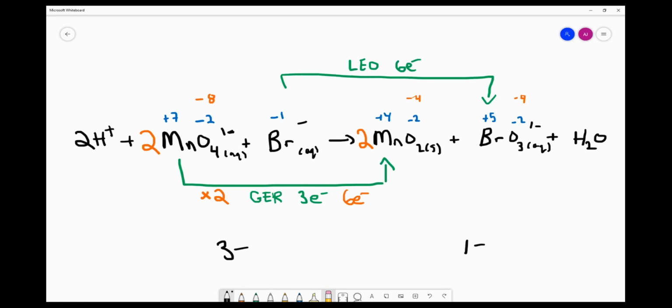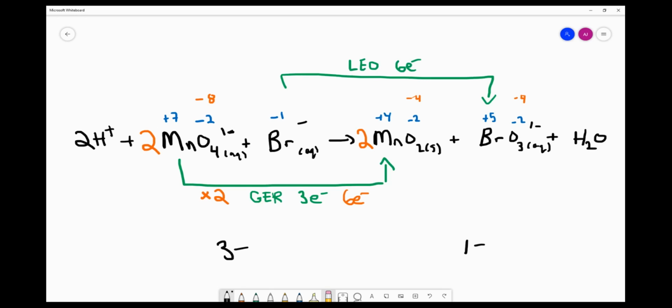So we know the charges are balanced. We know the electrons lost are equal to the electrons gained. We know the species involved in the oxidation and reductions are balanced. The one thing that we haven't checked are the oxygens. So we just want to check now to make sure the oxygens have balanced out.